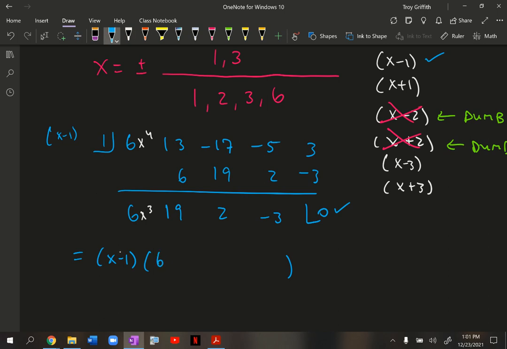So this is going to be 6x cubed plus 19x squared plus 2x minus 3. Okay, and then we want to continue seeing if we can factor this. Now, again, you could try grouping here, but I'm just going to tell you this cannot be factored by grouping. So that means we're going to have to do synthetic division more than once. We want to get this down to a quadratic, and currently it is not a quadratic.